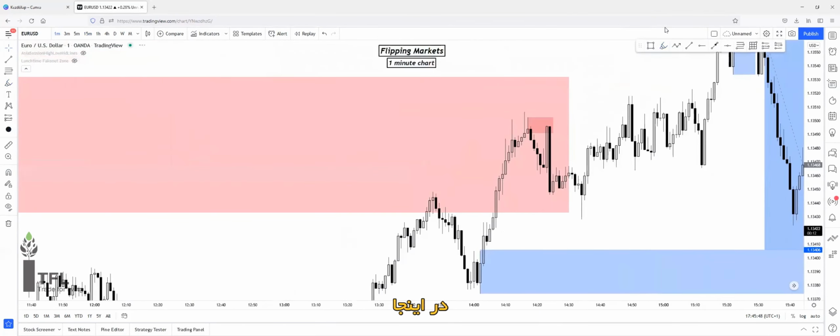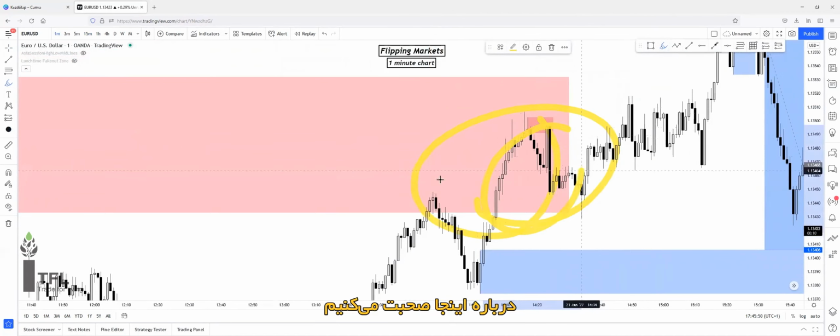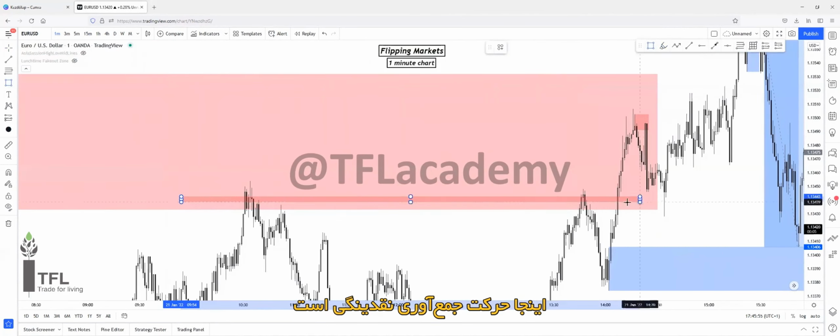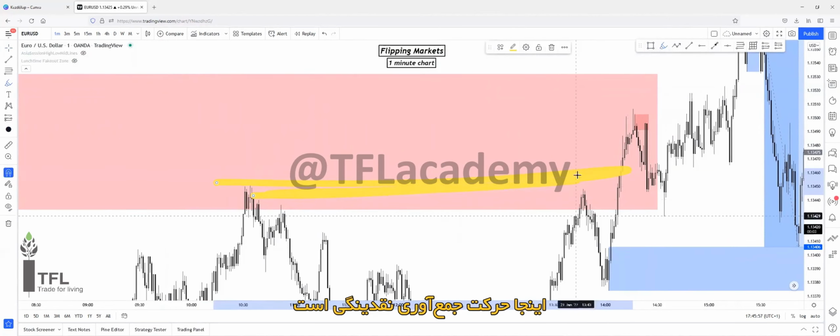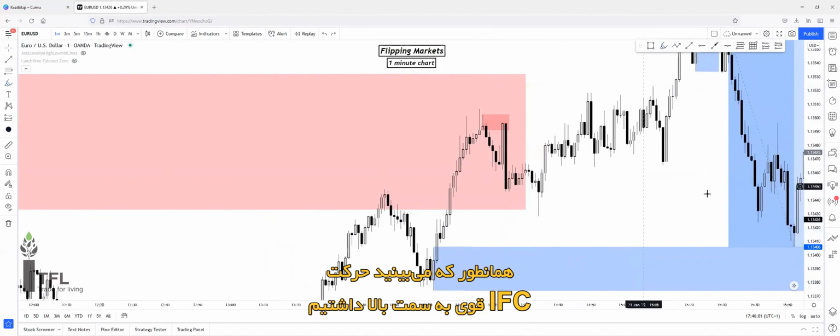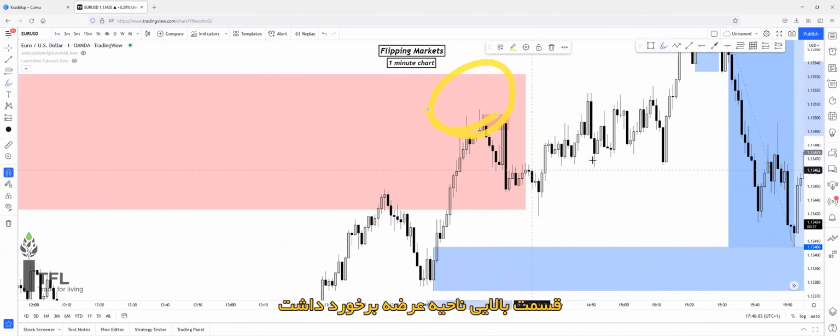This one right here. So this one, we are talking about this. This was the liquidity sweep right here. Sorry, this was the liquidity sweep right here. This was the liquidity sweep movement. So as you can see, huge inefficient movement to the upside and higher supply area tap right here.